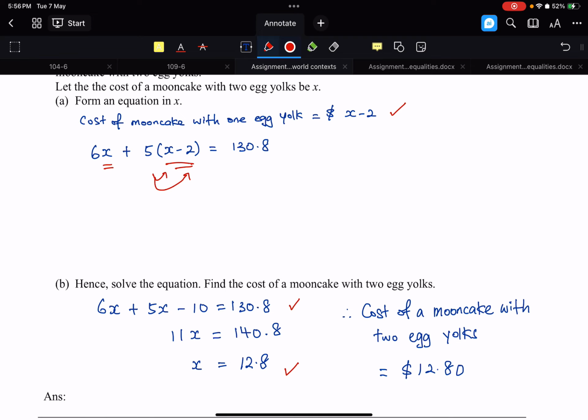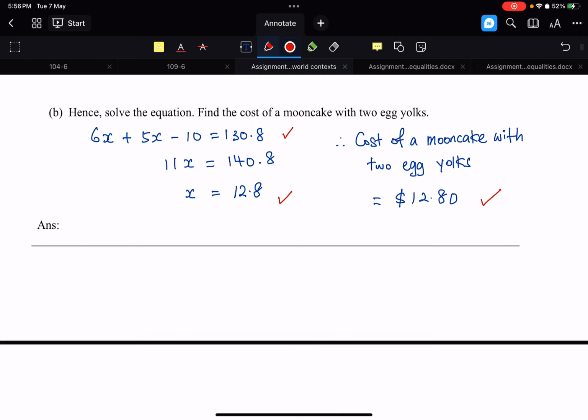Now since what we want to find is the cost of a mooncake with 2 egg yolks, and that has been defined as x, so final statement, please remember, for word problems, we should provide a final statement in context. In this case, please write out the cost of a mooncake. The question did not ask us to just find x, the question asked us to find the cost of the mooncake. So answer the question.